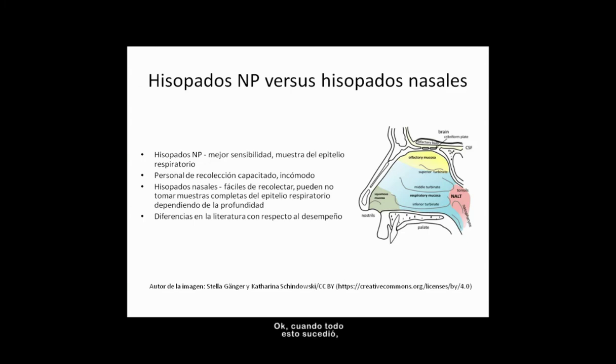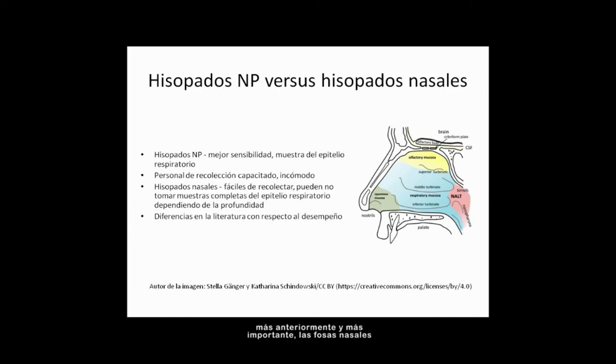Okay, when all this happened, it was a chance to review the anatomy of the nasal passages. We have nasopharyngeal swabs, which proceed backwards, basically all the way back to the nasopharynx in red. We have nasal swabs that sample more interiorly.